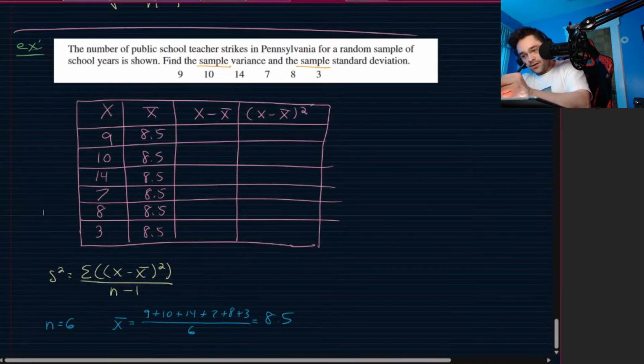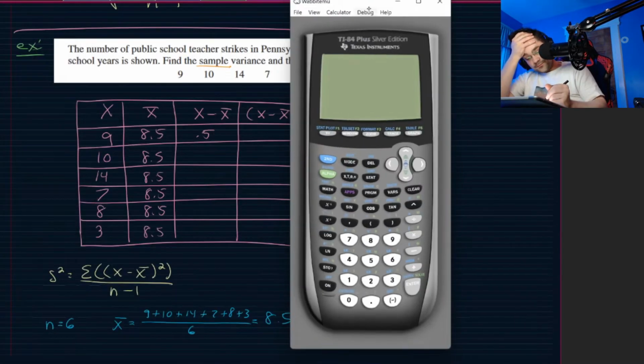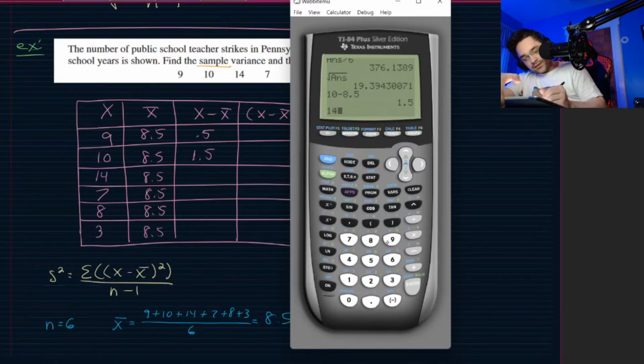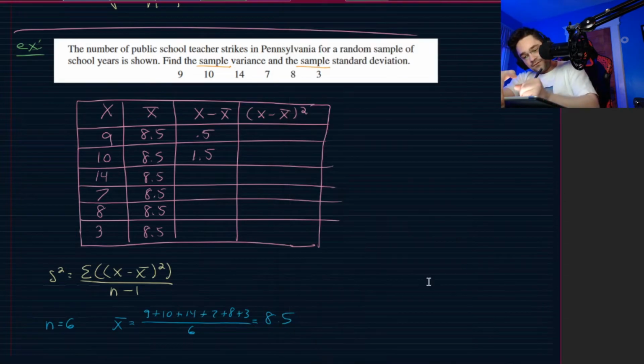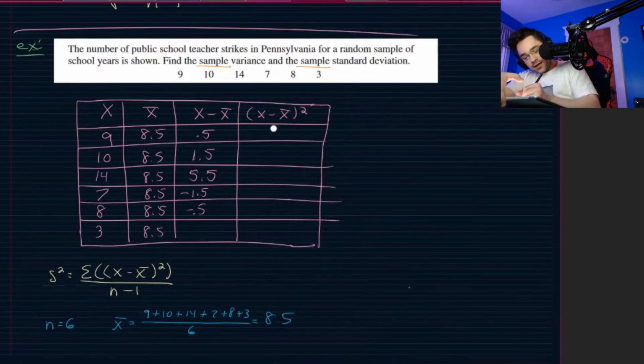So what do we have here? This will be 0.5. At least I can do these ones in my head. It's not an ugly decimal. They were nice here for that reason. Let me not mess up. So 10 minus 8.5, 1.5, of course. 14 minus 8.5 is 5.5. This one's negative 1.5. This one is negative 0.5. And 3 minus 8.5 is negative 5.5.